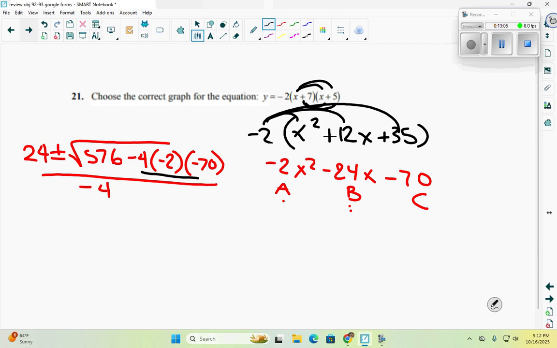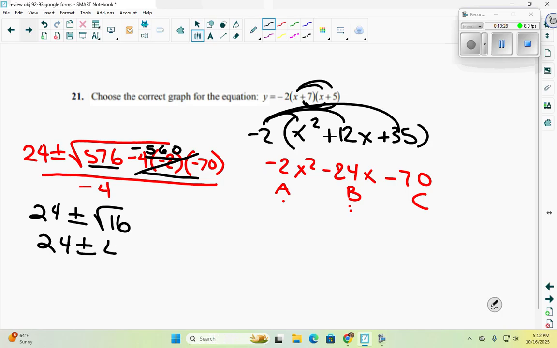Okay, so all of this is going to stay as a negative, but it changes to 560. Now I have 24 plus or minus. If I subtract these two numbers from each other, I get the square root of 16. Well, the square root of 16 is 4, so I'm going to change that right now to 4. And then all of that was over a negative 4, and that gave me this. So now I can solve it and get my two problems.